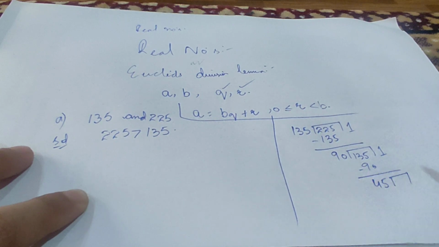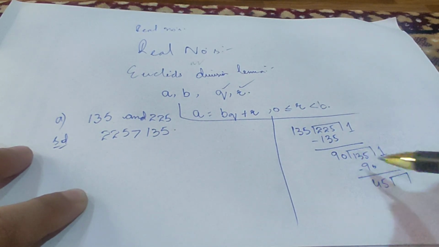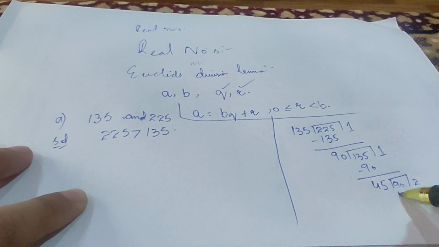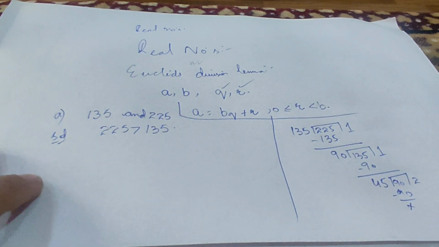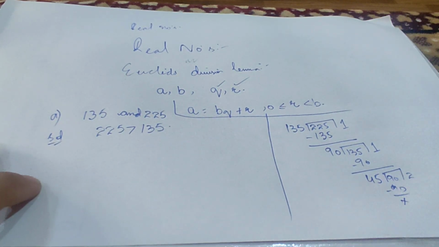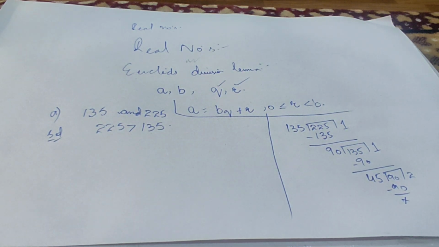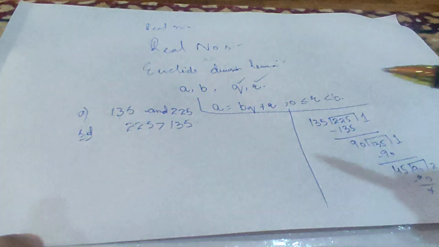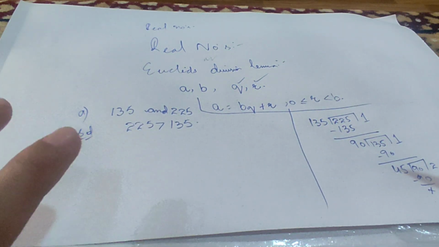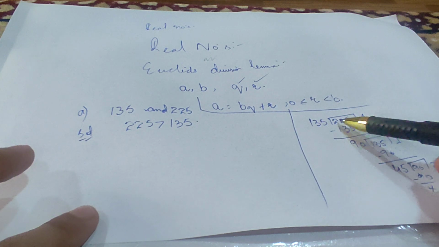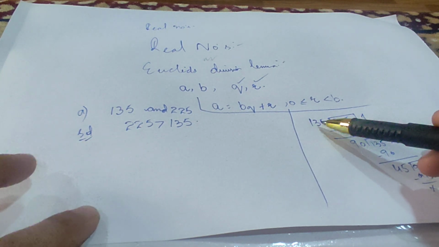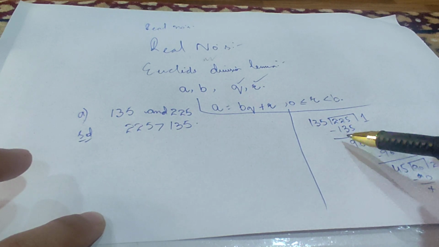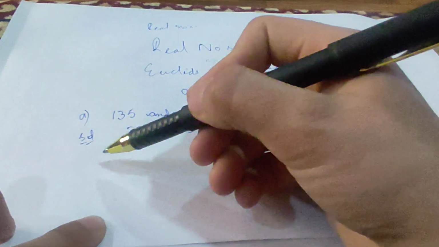Now our divisor, it will come here, 90. Now 45 into 2 gives us 90, okay. So we got 45 here. Now how are we going to write it? We are going to write it in the form of, see how. First we take 225 as the dividend and we take 135 as the divisor. Now how are we going to write the first step over here? What did we get in the first step?